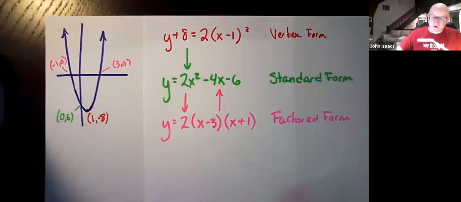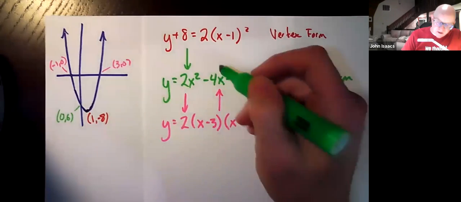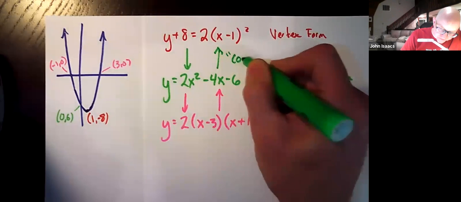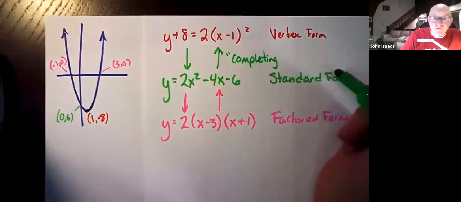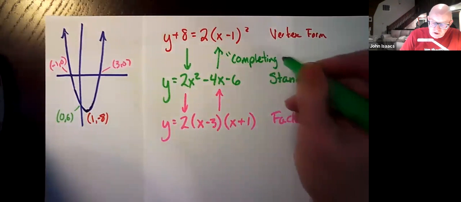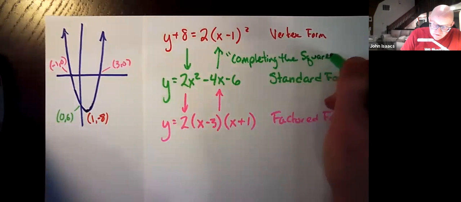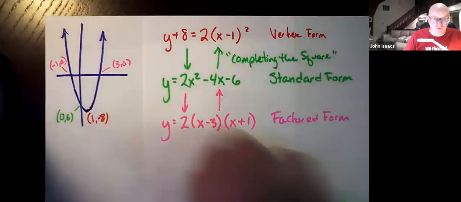But getting from standard form to vertex form, this is a procedure called completing the square. Now that will come up in this chapter. So that's a specific process or skill that you're going to learn, completing the square. It's a way of getting from standard form back to vertex form without a graph.